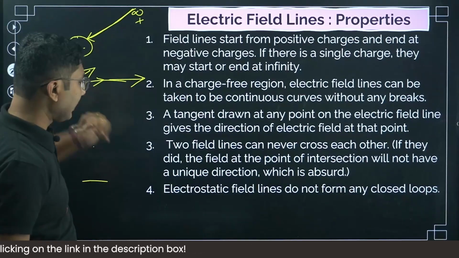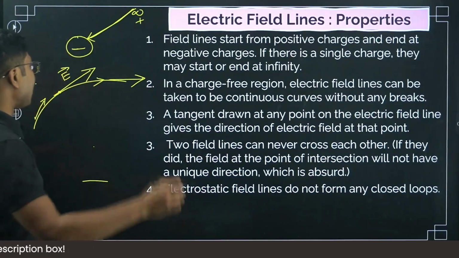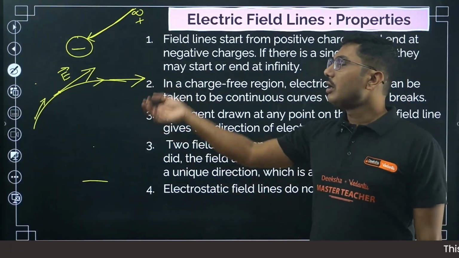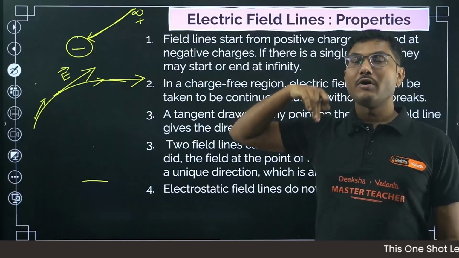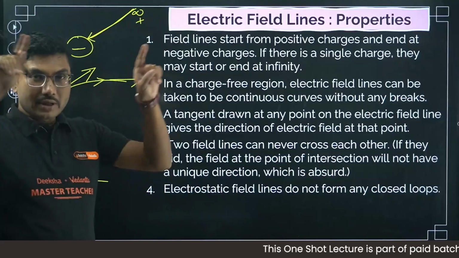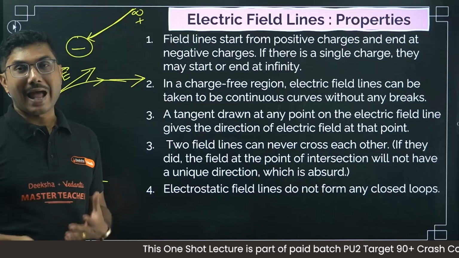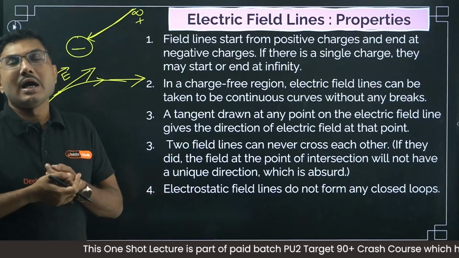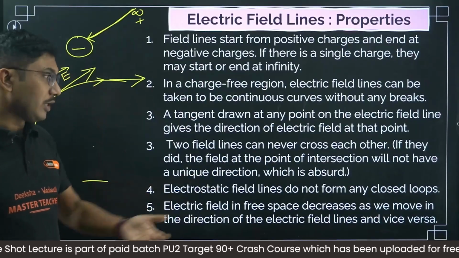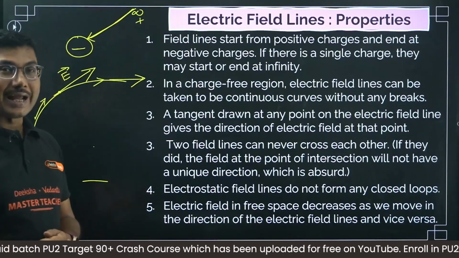Next, electrostatic field lines do not form any closed loop. They are open: they can start from positive and end at negative, start at infinity and end at negative, or start at positive and go to infinity. But they will never form a closed loop. A closed loop would mean starting at positive and coming back to positive, which is not possible. So electric field lines always form open loops.